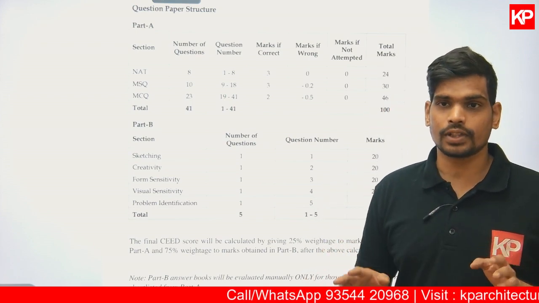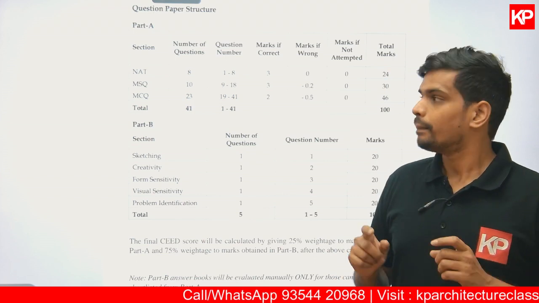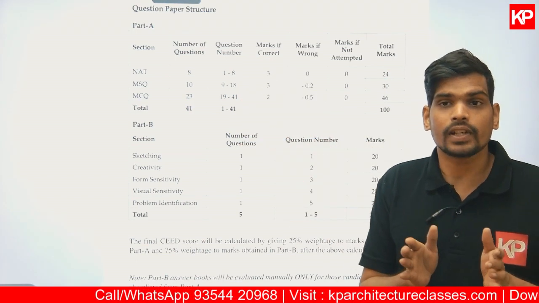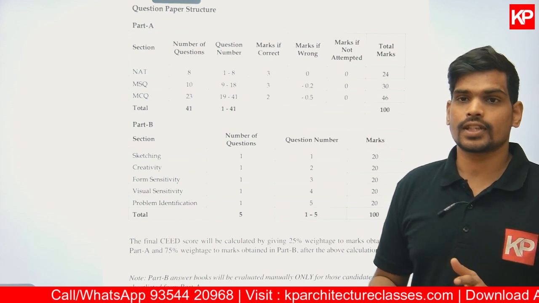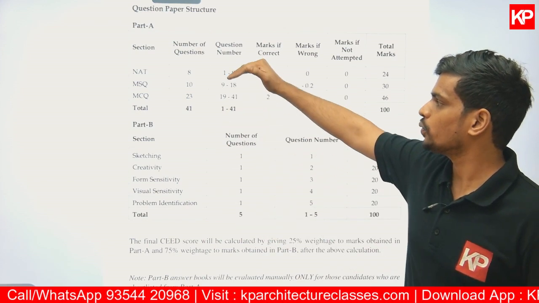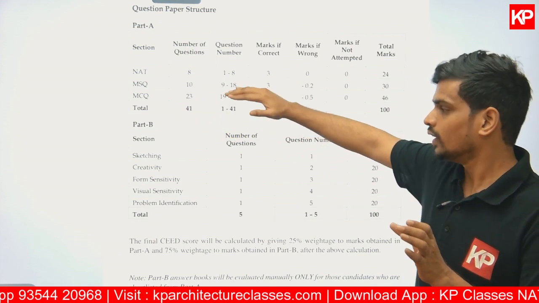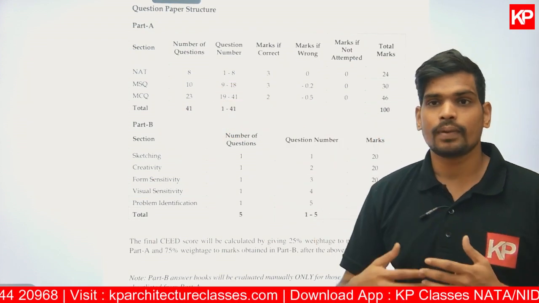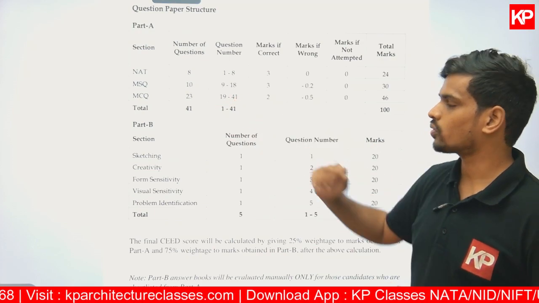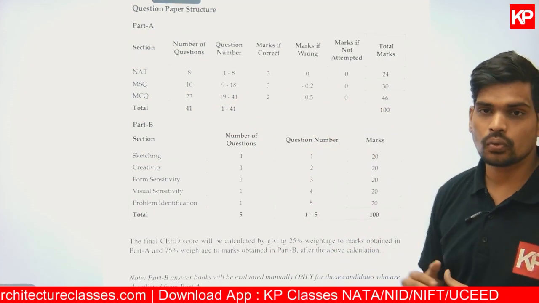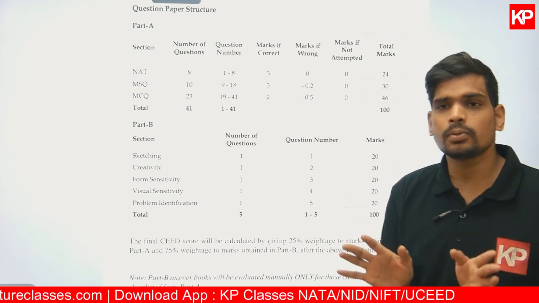There are two parts in the question paper, part A and part B. Part A has 41 questions where you need to answer all the questions. The 41 questions will be divided into numerical type questions where you need to put in a numerical answer, multiple select questions where multiple answers can be correct, and multiple choice questions. There are these three types of questions, and there is negative marking in MSQ and MCQ type questions also. So that is about part A.